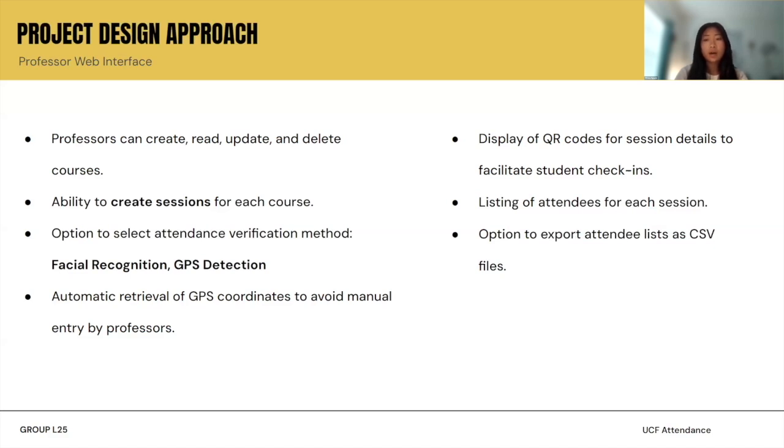We allow the professors to have toggleable options of facial recognition and GPS detection. For the facial recognition, selection is handled by the request being processed through AWS Rekognition. As for the GPS, the student's location is retrieved and validated through the backend. The professor web interface, of course, displays the QR sessions as well as a list of attendees for each session. Professors will be able to export the list of attendees as a CSV file.